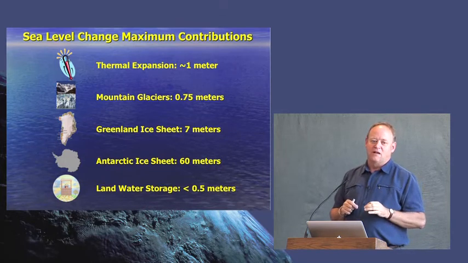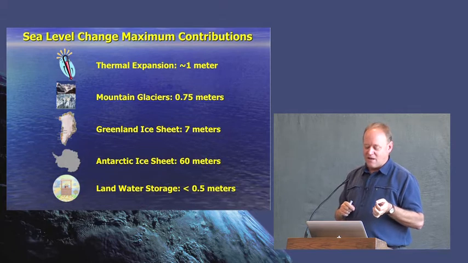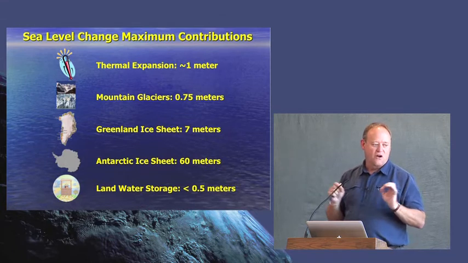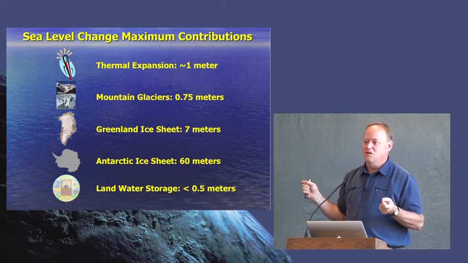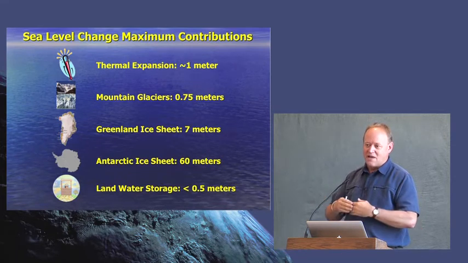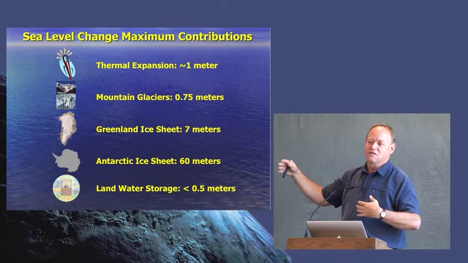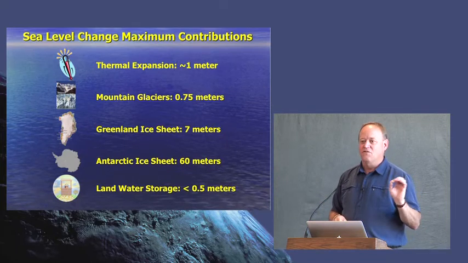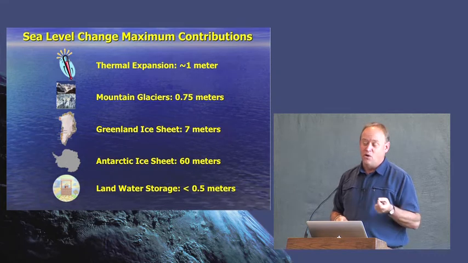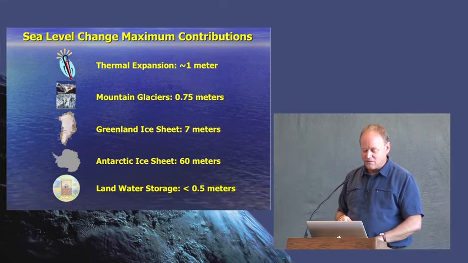So when you think about it, a meter of sea level rise is a lot, but when you think about catastrophic outcomes, it's Greenland and Antarctica that we have to be concerned about. When I think of catastrophic, I mean multiple meters of sea level rise. And then I also mentioned land water storage. Those effects are thought to be quite small, but we also don't have a real good handle on what it is right now.